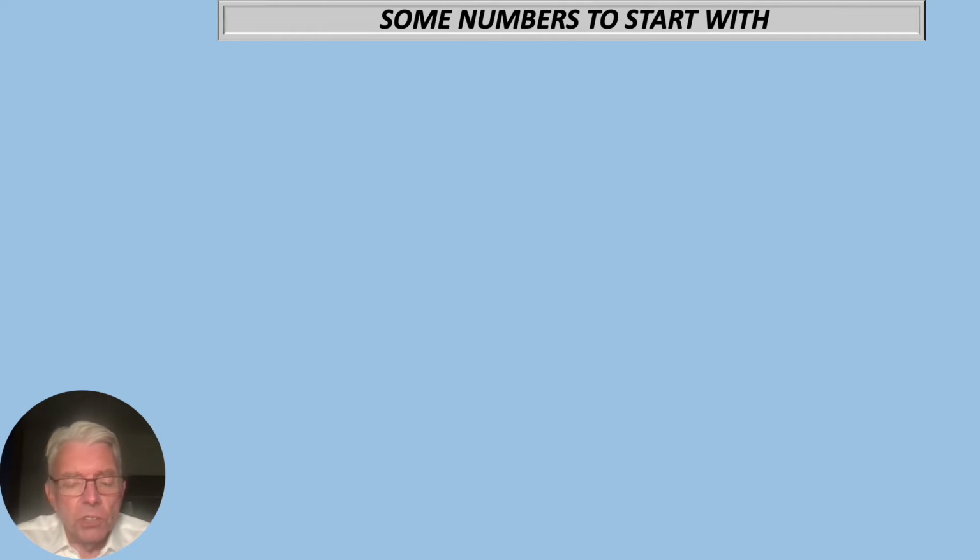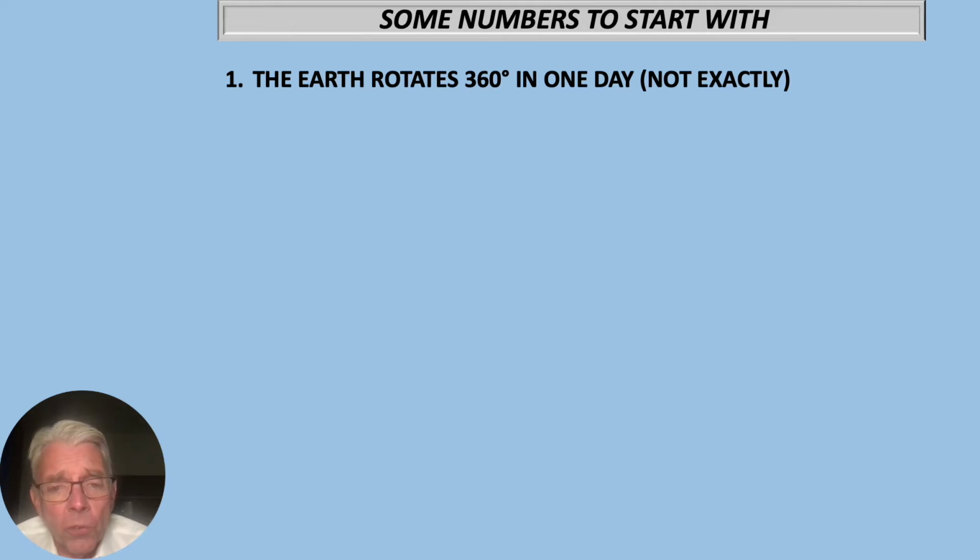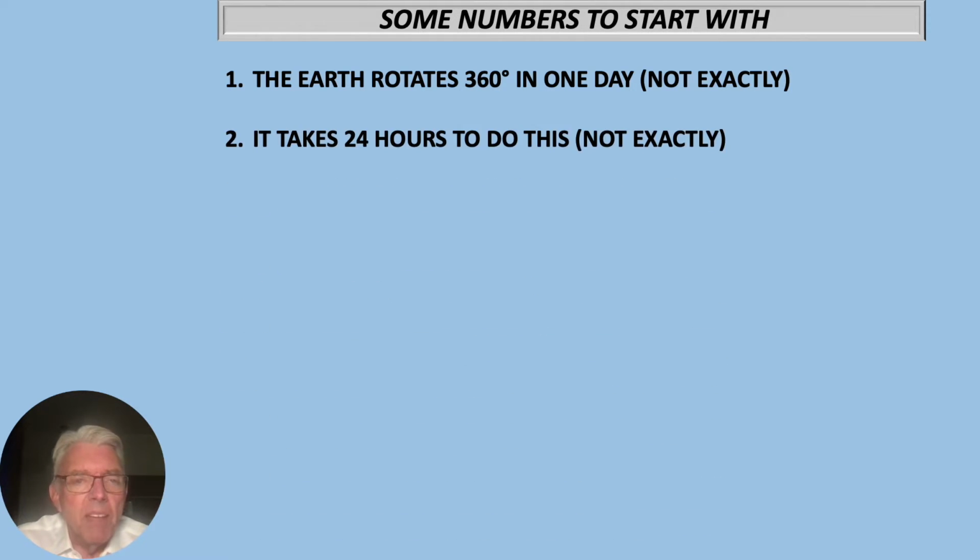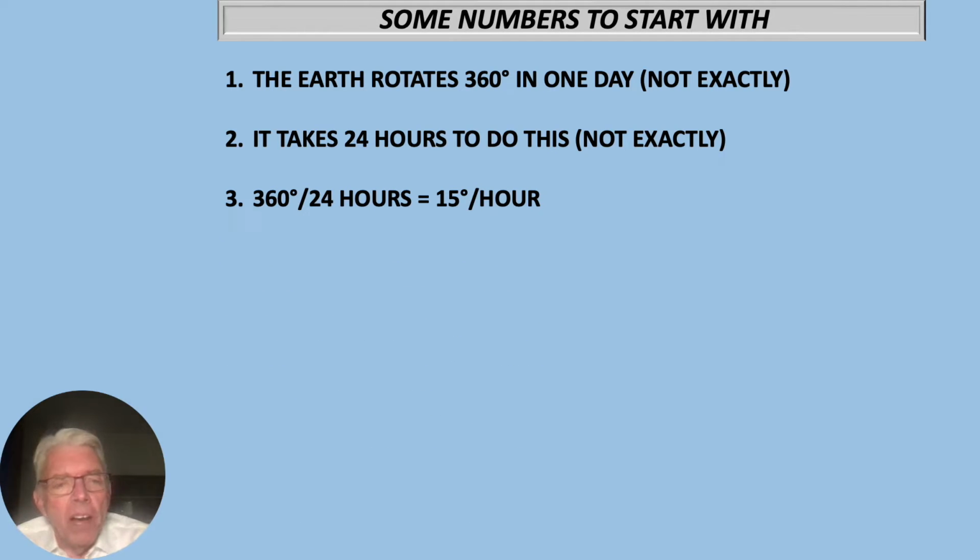So here are some numbers to start with. The Earth rotates 360 degrees in one day. Well, not exactly. It turns out the Earth makes one complete turn in 23 hours and 56 minutes. But for the purposes of this argument, we'll keep it simple and say that it goes 360 in one day. And it takes 24 hours to do this. Well, based on what I just said with point number 1, that's not exactly true, but it's close. Now, if you divide 360 degrees by 24 hours, then you get 15 degrees per hour.